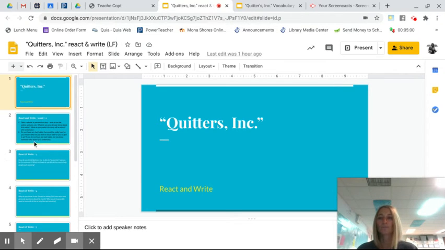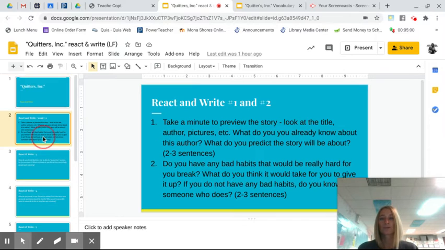So the first question, though, before we start reading, there's 2 of them. The first one is take a minute to preview the story. Look at the title, author, pictures, etc. What do you already know about this author? And what do you predict the story will be about? So the PDF is right in Google Classroom, so you can scroll through that and check that out.